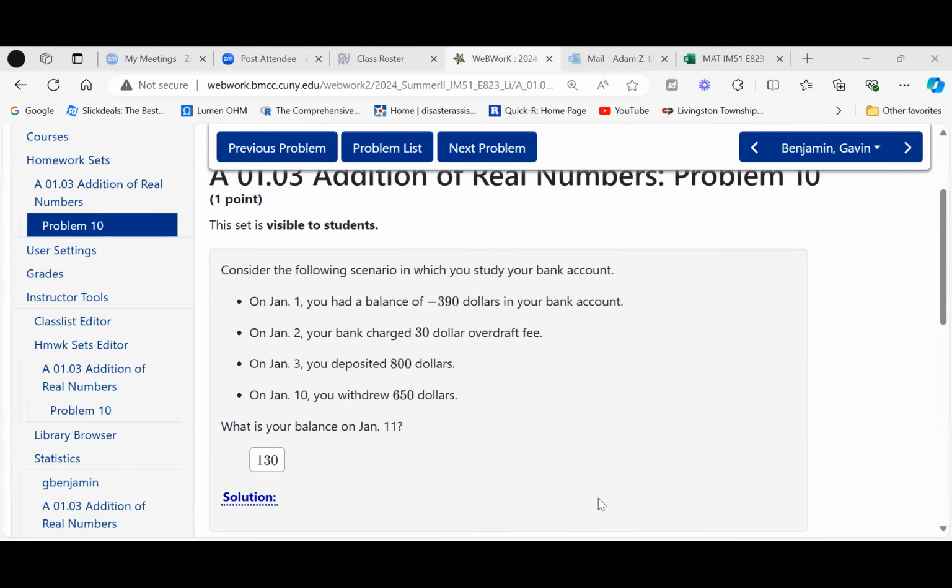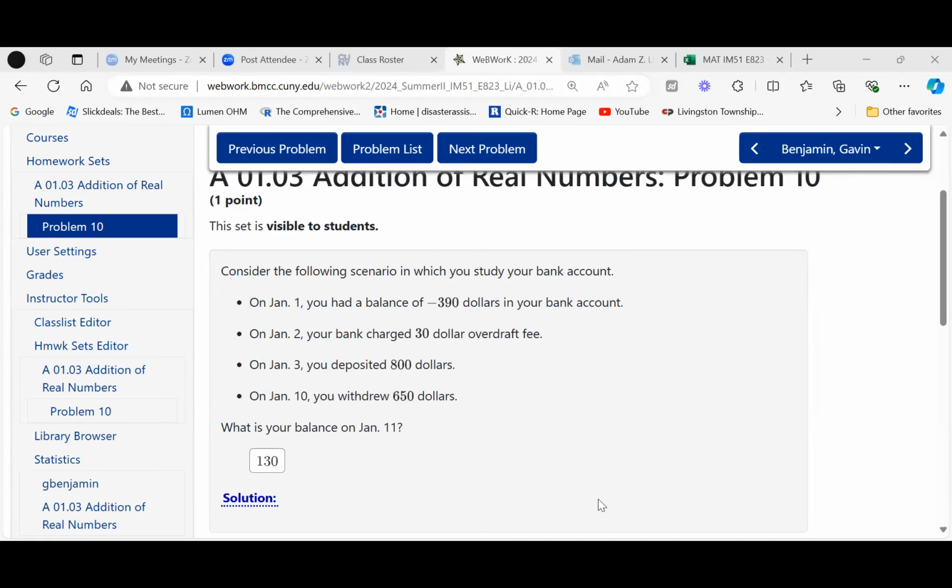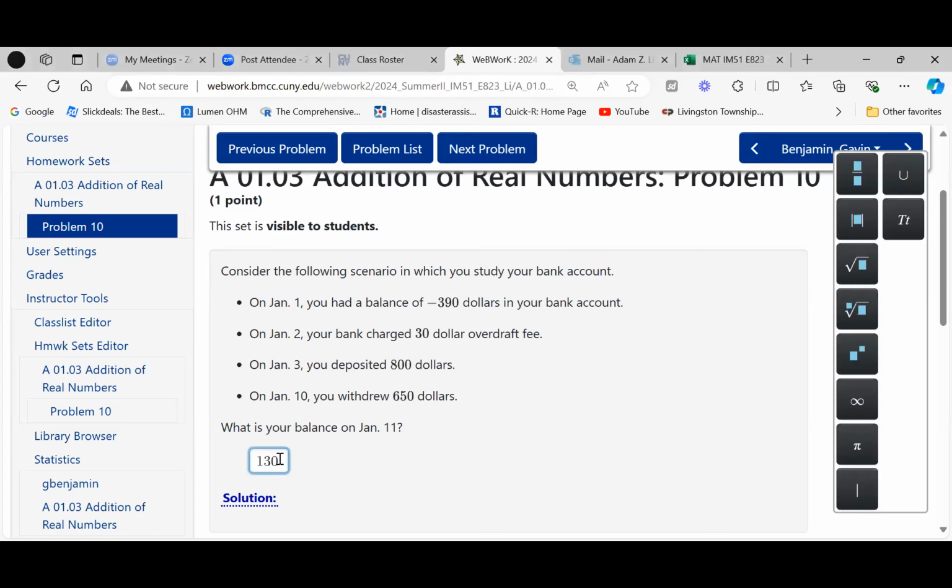I don't mean to cut you off, but I had a problem with that too, and it was because I didn't put dollars behind it. Oh, put dollars. Oh, that's why. It wants you to put dollars. Thank you so much. Why didn't they just say that though? They kept saying it's incorrect.